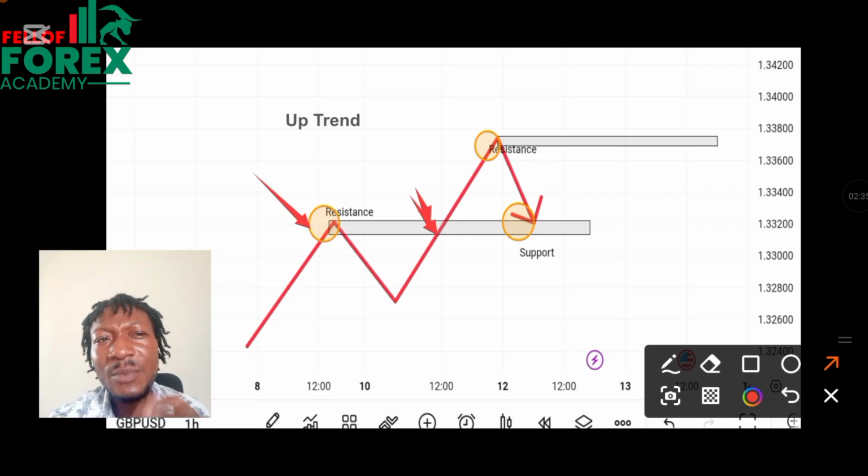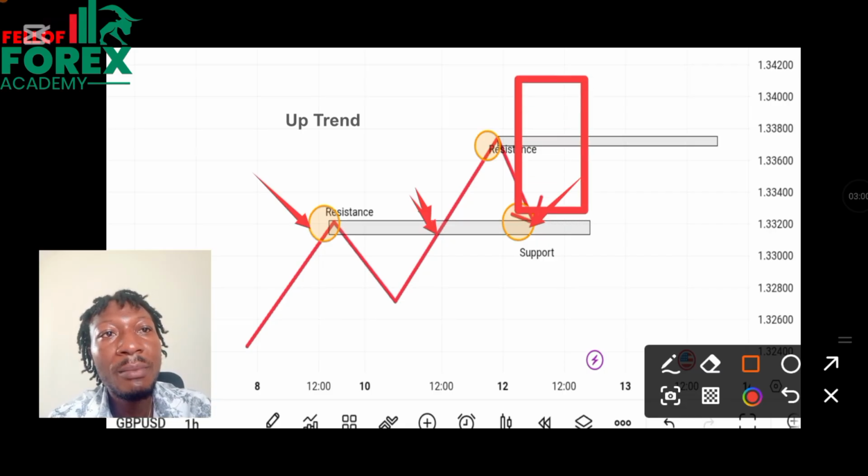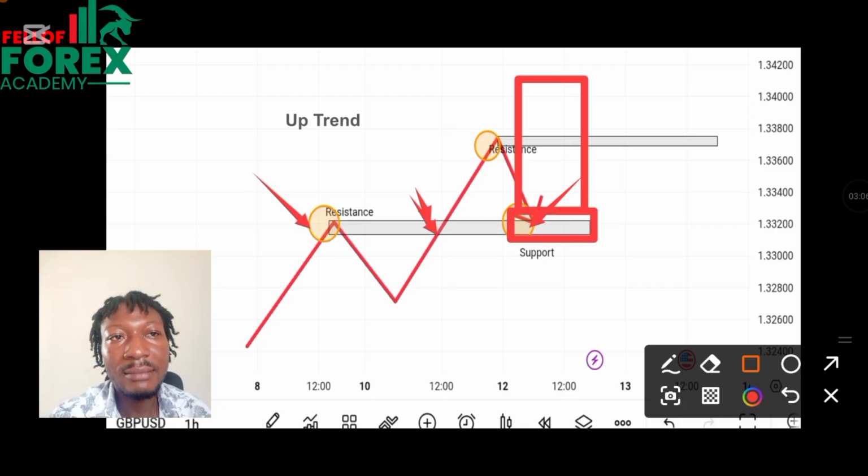Now that price has broken through this level, what do you do? You mark out the level, hoping that when price comes back to that level, you should be looking to get a good entry to buy. Since we are in an uptrend, it means when price taps back on the support, you wait for your confirmation and then you catch a buy entry. You buy. That's how simple trading support and resistance looks.